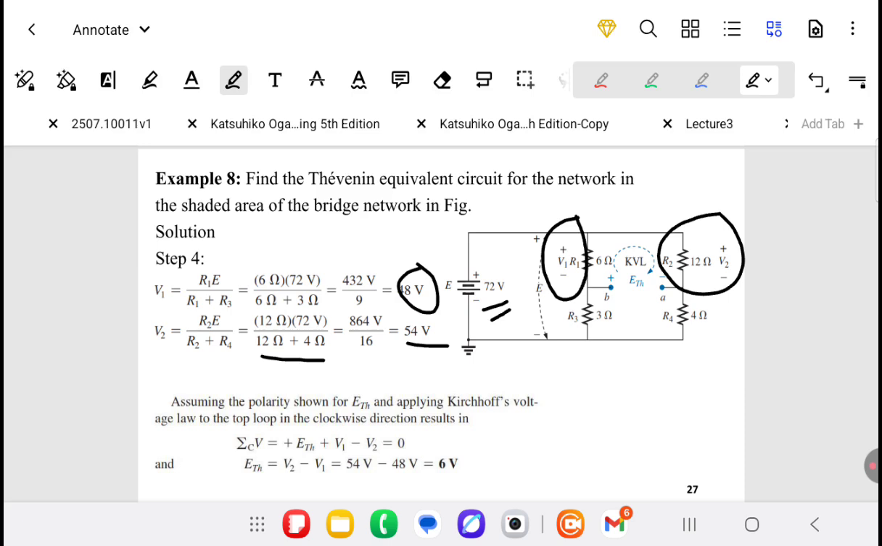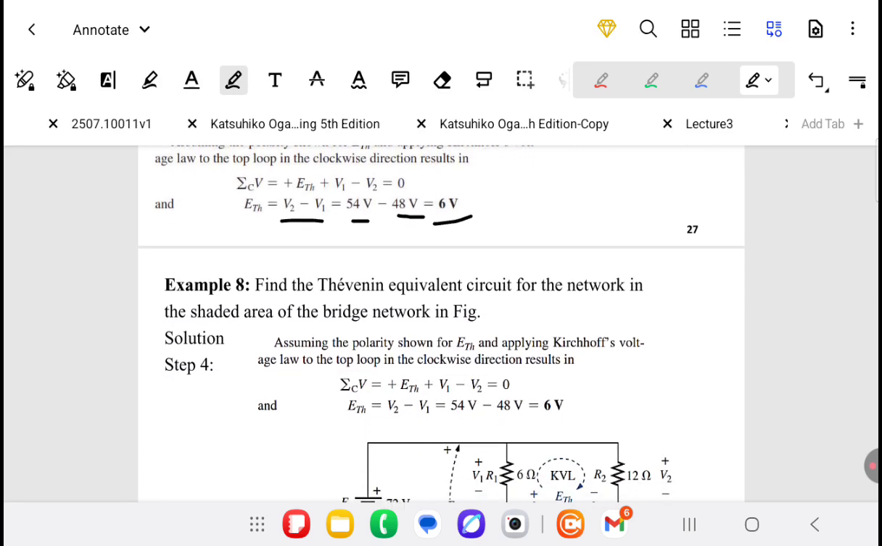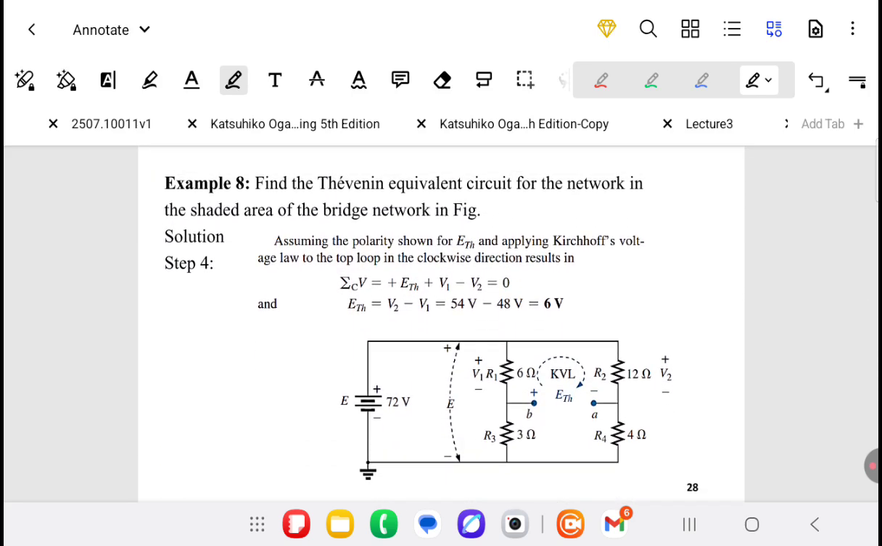Then we obtain E Thevenin by using Kirchhoff voltage law in the above right loop. Positive E Thevenin plus V1 minus V2 equals 0. Then E Thevenin equals V2 minus V1, V2 equals 54, and V1 equals 48. 54 minus 48 equals 6 volt. Now we get E Thevenin equals 6 volt.